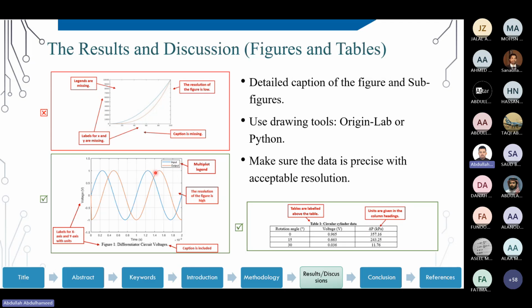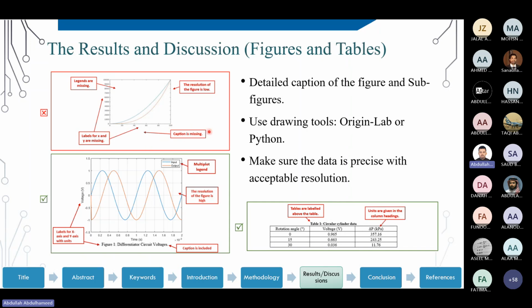Sometimes even if you have only one plot, you need to also include it. That's good. Number two, the mistake here, labels for X and Y are missing. This guy has this graph or figure, but there are no labels of X and Y. So you need to include them. For example, here X is time, and also do not forget the unit. If you have time here, the unit is second. And here voltage, and the unit of voltage is volt. So do not forget the labels and also the units. You need to avoid this mistake.